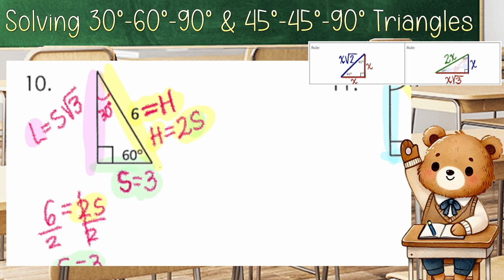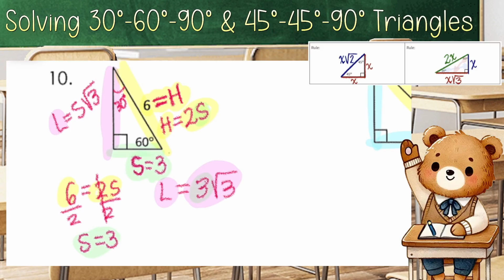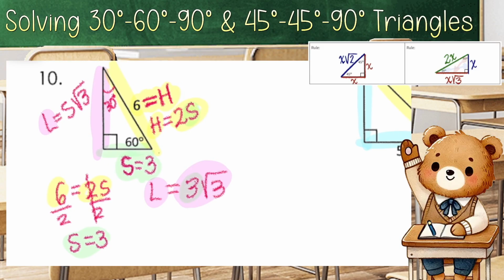And from there, we can figure out what L equals by filling in s. So I'm going to take my equation for L equals s root 3. So 3 root 3. All I did was fill in my short leg into that equation, and that gave me the length of L. And that's all. Oh, I'm so sorry I was not on the screen before. My apologies. So that's number 10.